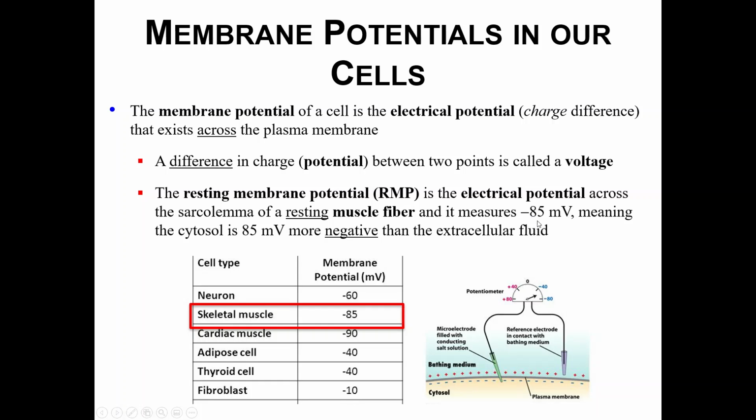Now the negative 85 is for skeletal muscles specifically. You are going to want to remember that number. You're going to want to remember the term resting membrane potential as well. That's going to come up a lot. But you will notice that not everything is negative 85. Different types of cells have resting membrane potentials that vary.